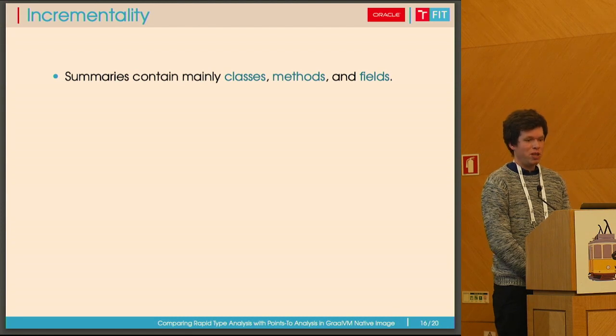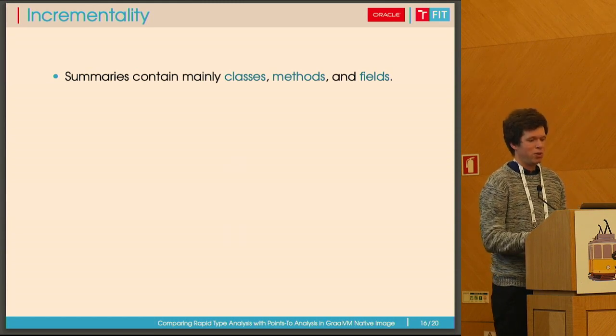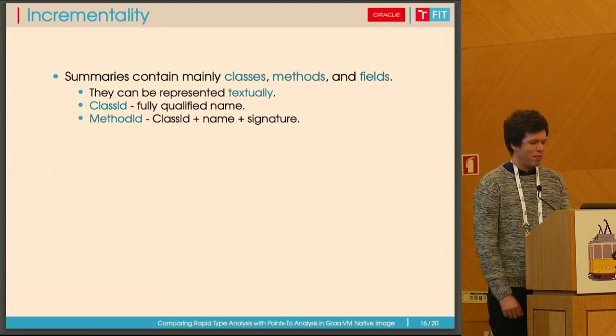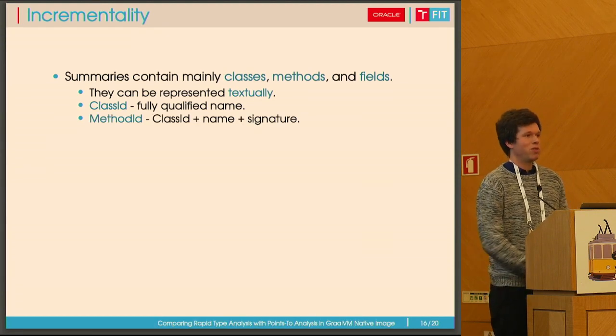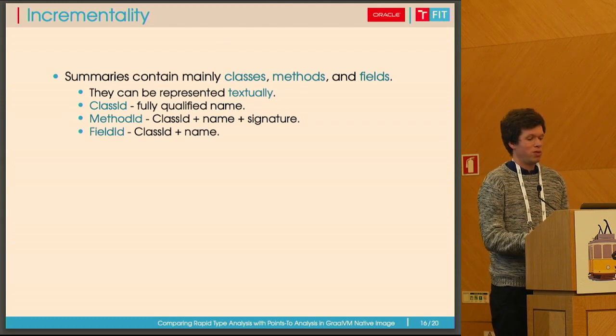Let me now proceed to the incremental part. The summaries contain mainly classes, methods, and fields, which are not so difficult to serialize, because for classes, we can simply use the fully qualified name. For methods, we can use a combination of the class name, method name, and signature. And for fields, we can use, again, class and name.